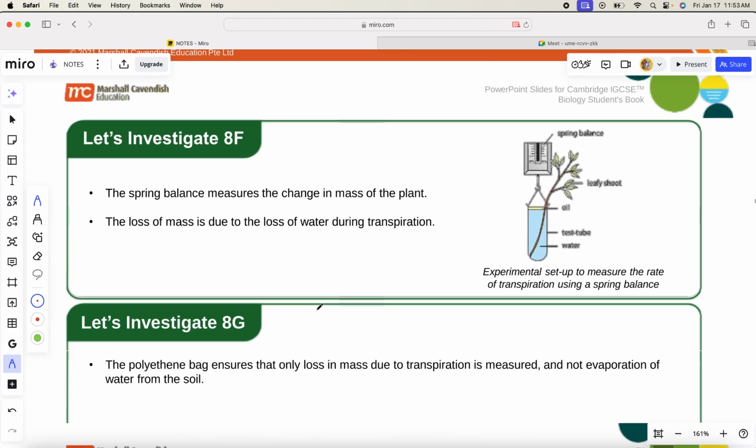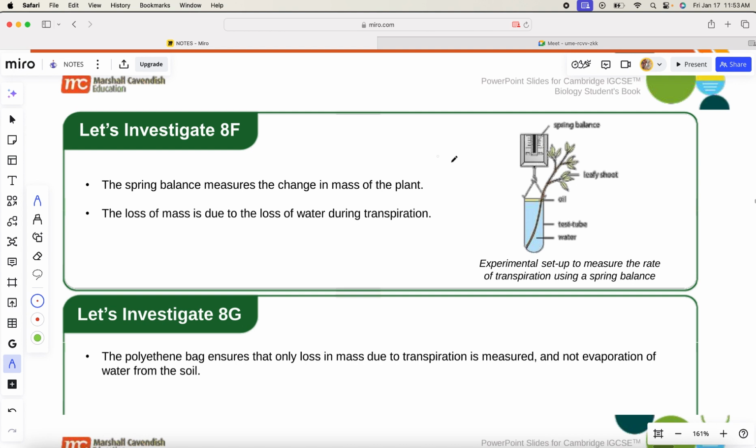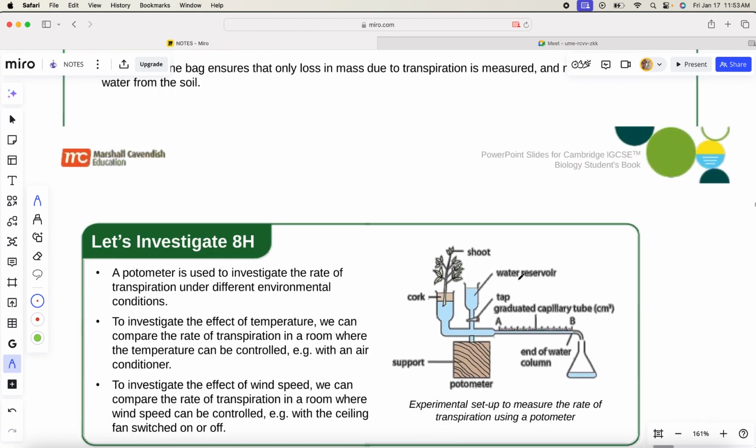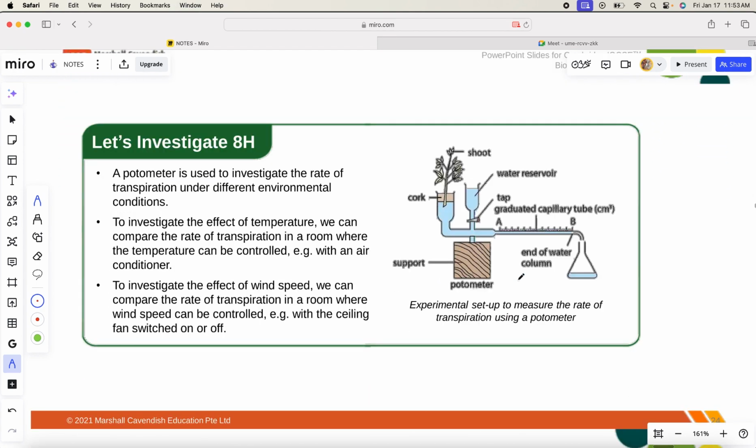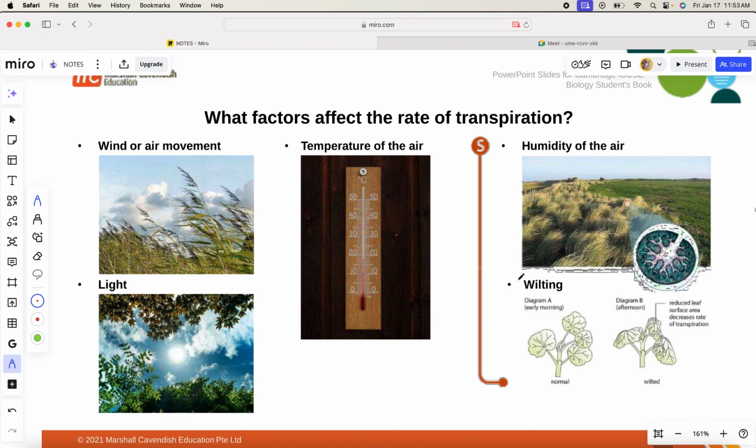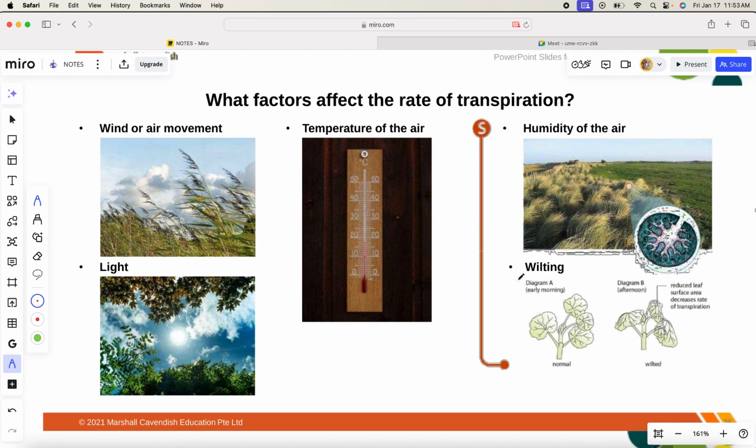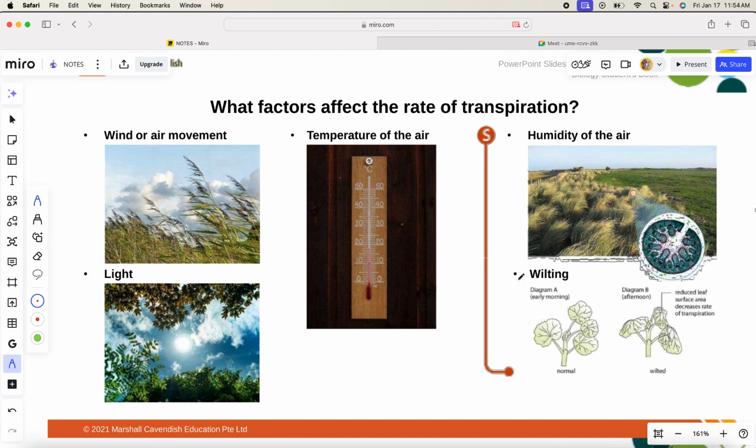So here are some basic things to investigate about transpiration. You use a spring balance to measure the mass of the plant and so on and so forth, and you carry out some experiments. Now let's move on to what factors affect the rate of transpiration. This one is always in the exam. Factors that affect the rate of transpiration. What makes transpiration happen quicker or slower? What are the factors that should be considered that make transpiration happen quicker?